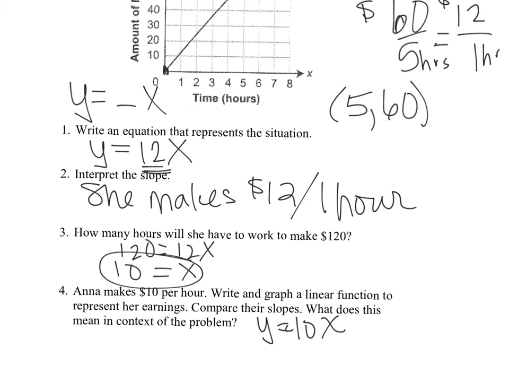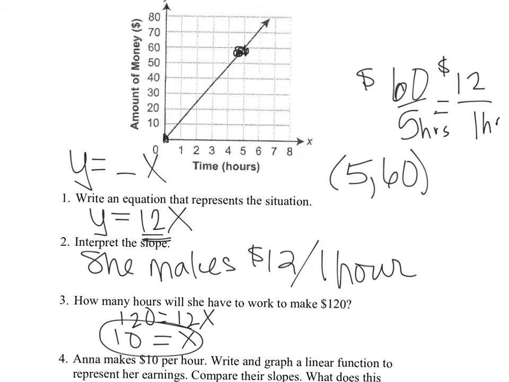So if you're going to graph this, if Anna makes $10 per hour, well, in 1 hour, and I'll do it in red so you can see, in 1 hour she makes $10. In 2 hours, she makes 20. In 3 hours, it's 30. 4 hours, it's 40. 5 hours, it's 50. 6 hours, it's 60, and so on and so forth. So again, hers does show direct variation. Not a very straight line, but her slope is not as steep.